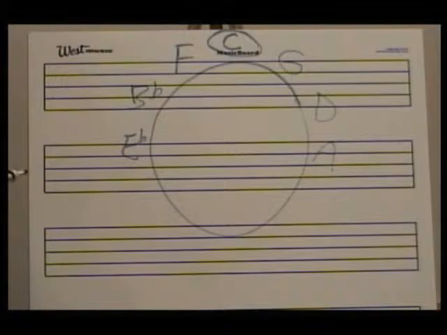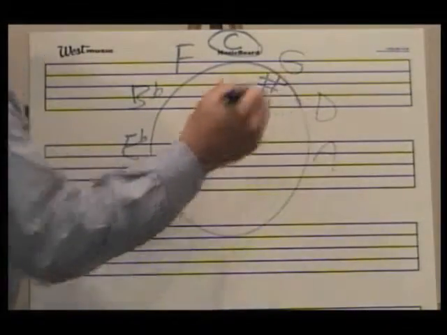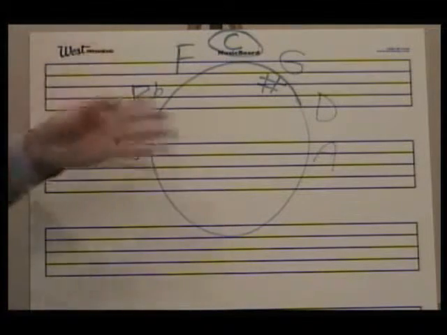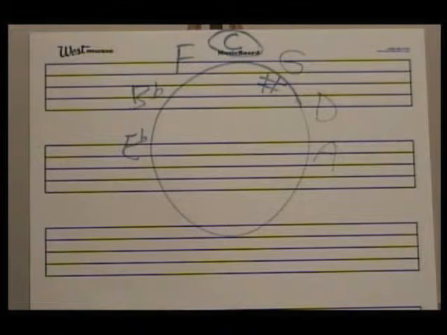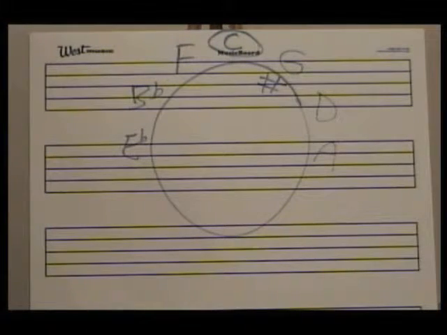I'll begin there. If I see a key that has 1 sharp, I know that that's the key of G. C up to G is 5 steps. C, D, E, F, G. To find the next sharp key, I go up another 5. G, A, B, C, D. To find the next sharp key, I go up another 5. D, E, F, G, A. The important thing to remember is to count the key that you're starting with as 1.